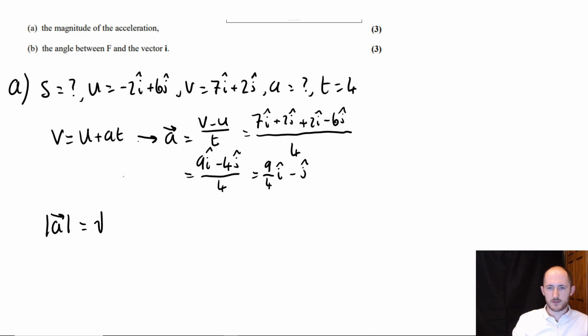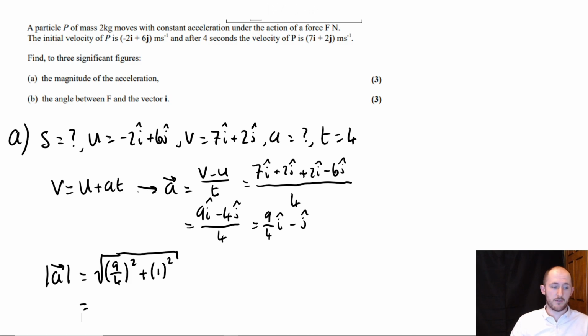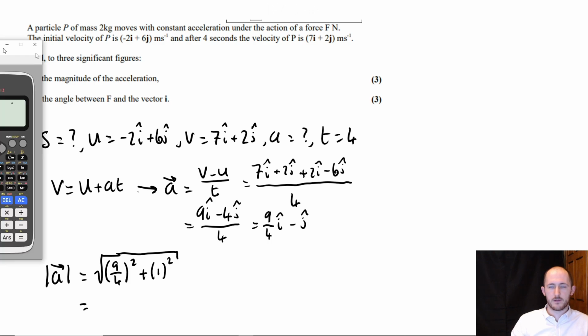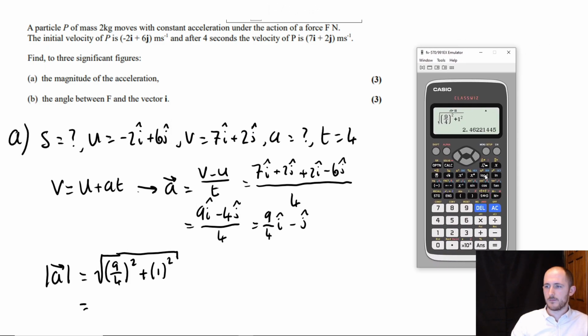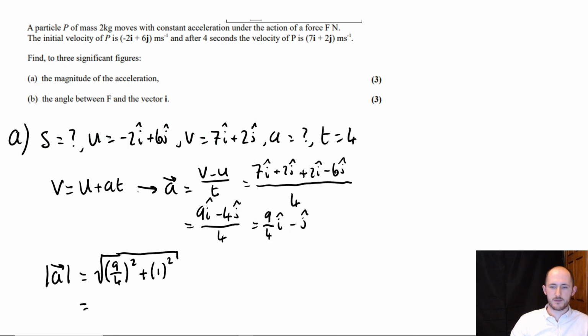So we're going to have square root 9 over 4 squared minus 1 squared. Yeah, it said constant acceleration, but it didn't say that it's moving under free fall. It's just saying that it's some constant acceleration, which doesn't have to be 9.8. Okay. We have 2.46 to 3 significant figures.